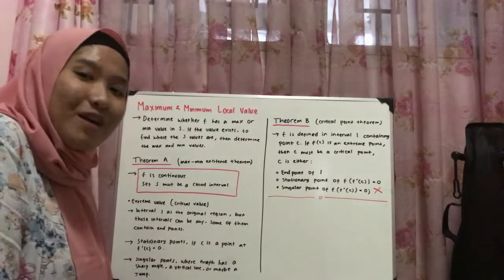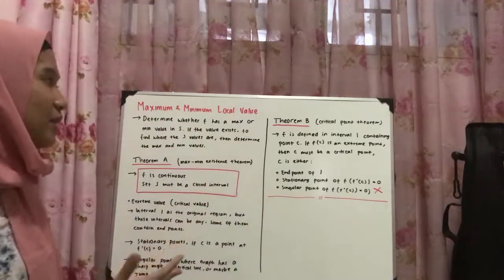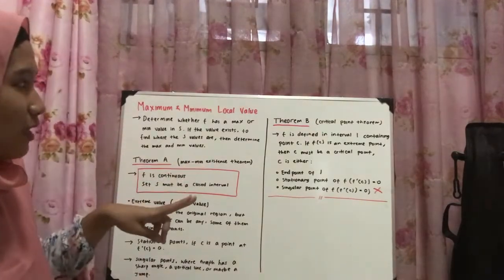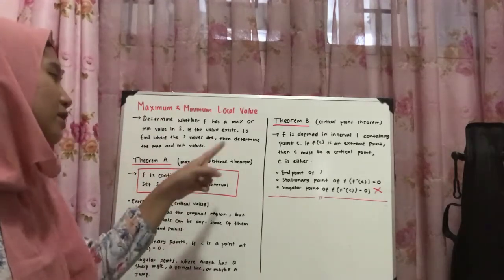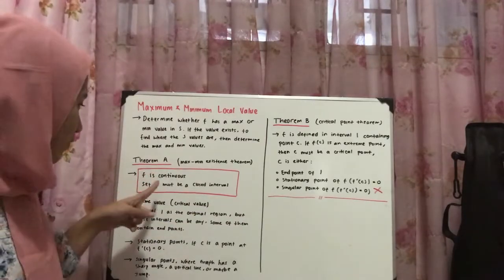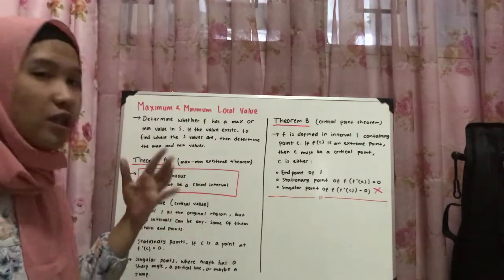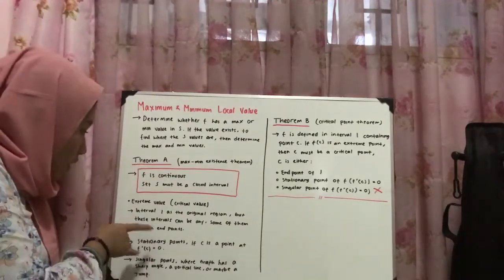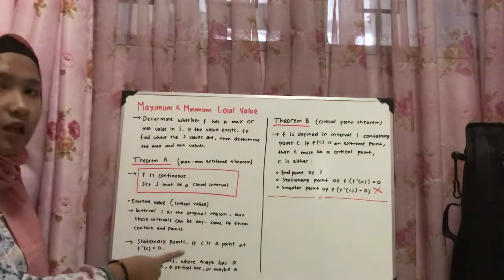Hi, my name is Adina Fatima Zahra, and now I'm going to explain about the maximum and minimum local value. To find the maximum and minimum local value, we can use two ways. The first one is theorem A, or we call it the maximum and minimum existence theorem. The theorem has conditions: f always has to be continuous and the set S must be a closed interval. Theorem A has types. The first one is endpoints, the second one is stationary points, and the last one is singular points.